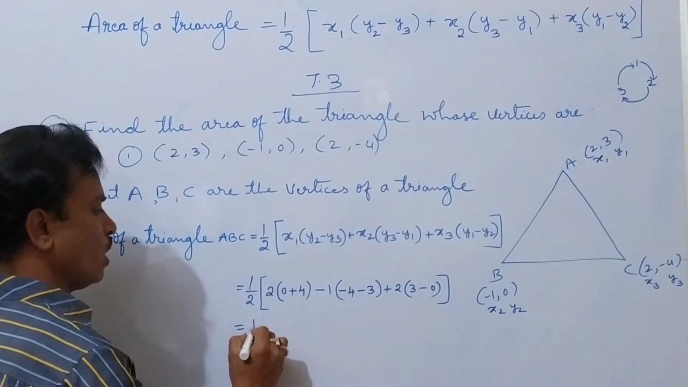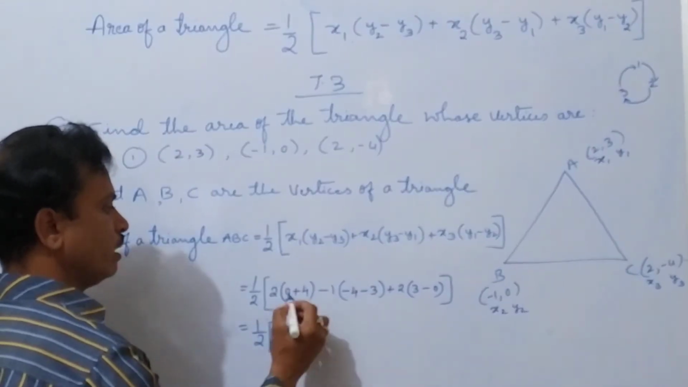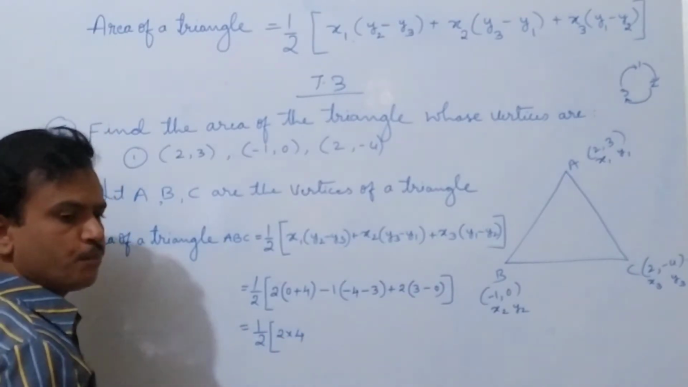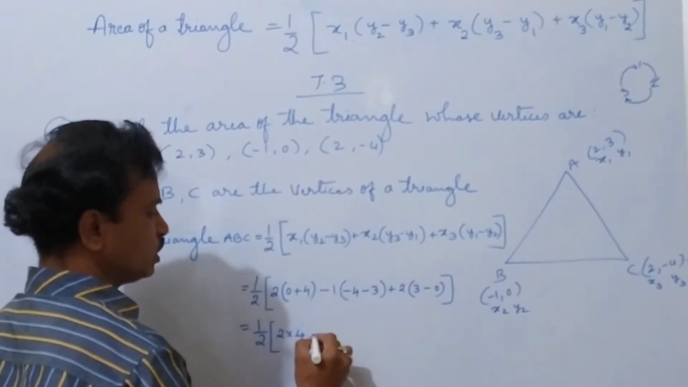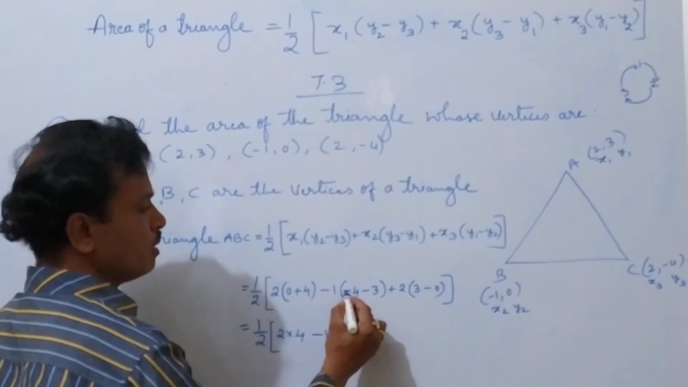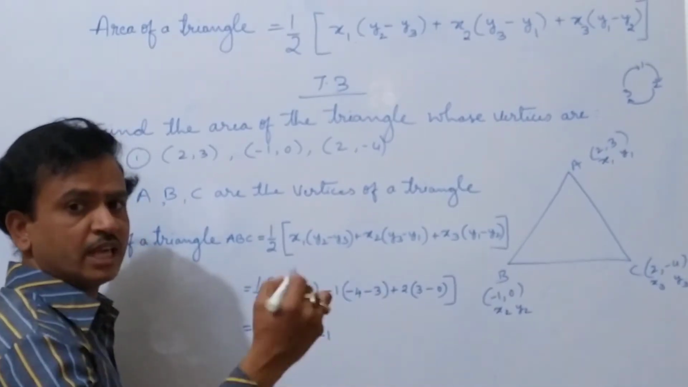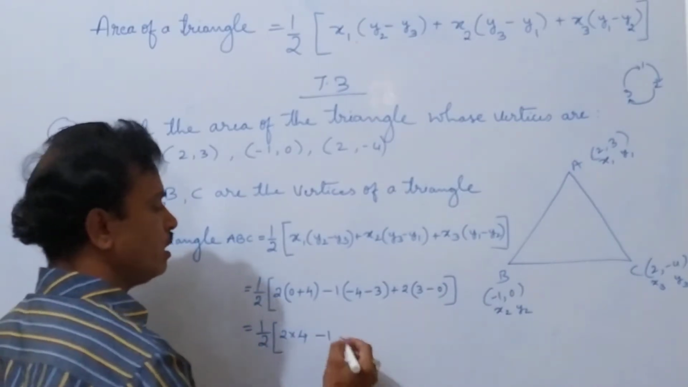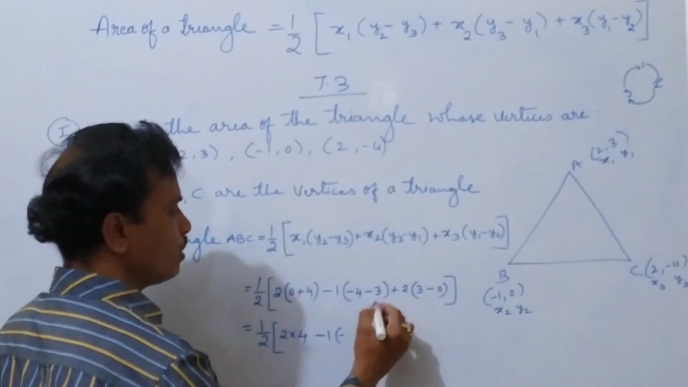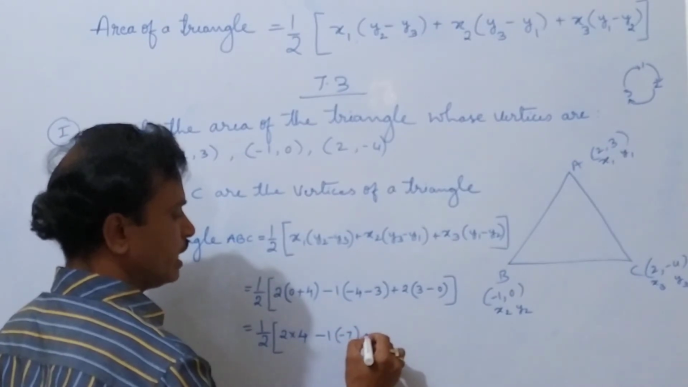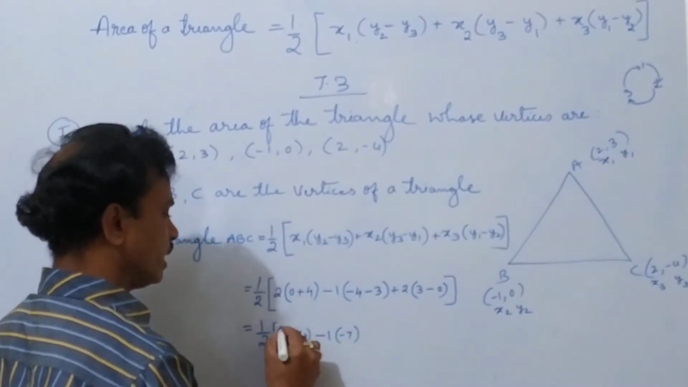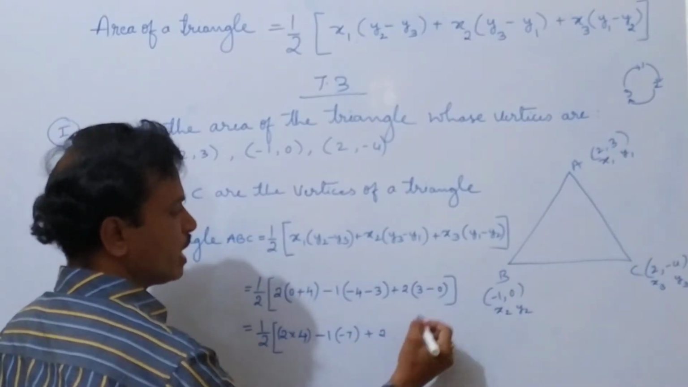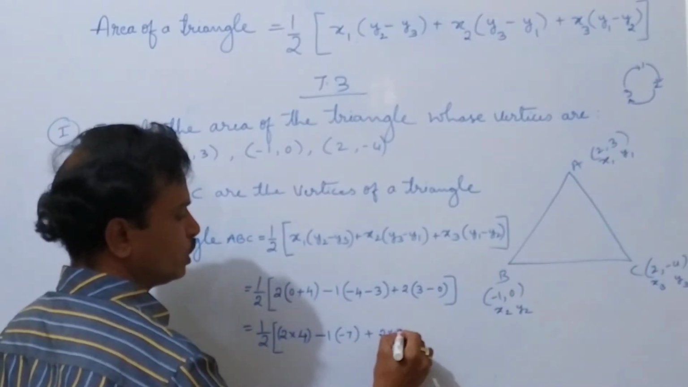So this is equal to 1 by 2, then 2 into (0 plus 4), that is 4. Then this minus you write as it is, minus 1 into both are negative, so keep the minus sign and add. That is minus 4 plus 3, that is 7. You can write this in brackets. So plus 2 into (3 minus 0), which is 3, so into 3.